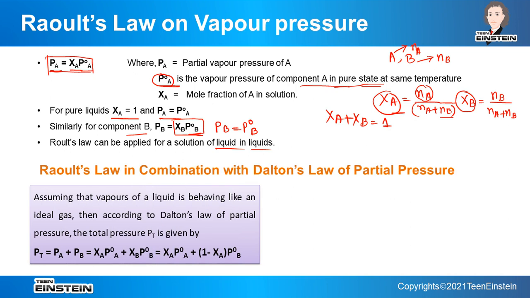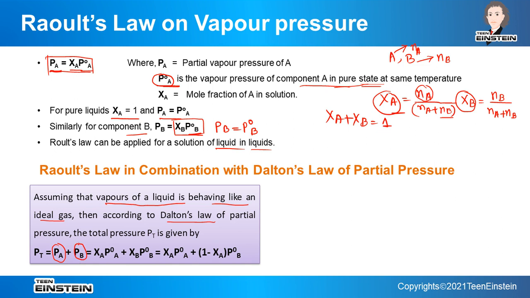Now we will combine Dalton's law of partial pressure, which is from the gaseous state chapter, and Raoult's law, which is in the solution chapter, but we can combine these two. So how can we combine this? Suppose the vapor of a liquid is behaving as if it is an ideal gas. According to Dalton's law of partial pressure, we know that the total pressure is the sum of all the partial pressures of all the components.